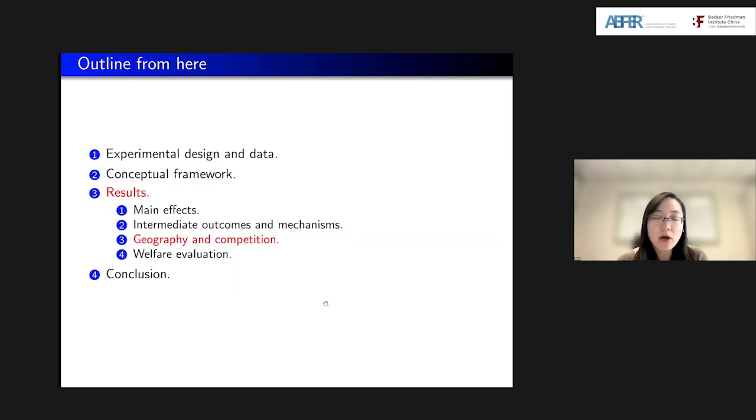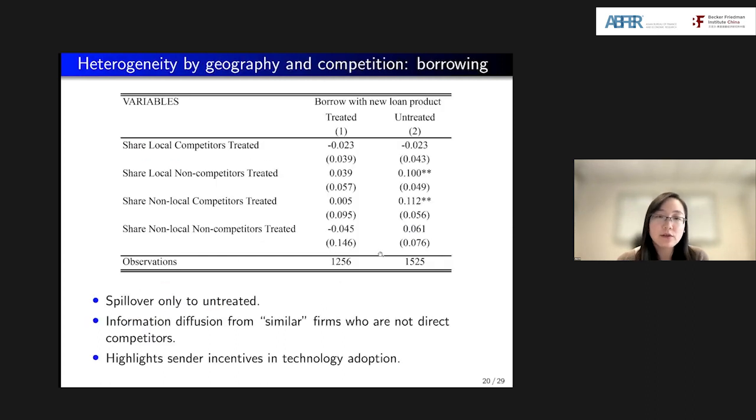So this indirect effect could also vary by the location of the firm. Here we use the location data that we collected in 2020, and we look at whether the indirect effect varies by the firm's location in the market. Specifically, we define local firms by the 4 or 5 nearest firms, neighbors to a firm. Then we categorize peer firms into local competitors, local non-competitors, non-local competitors, and non-local non-competitors. And then we re-estimate the information diffusion effect separately for the treated and the control group.